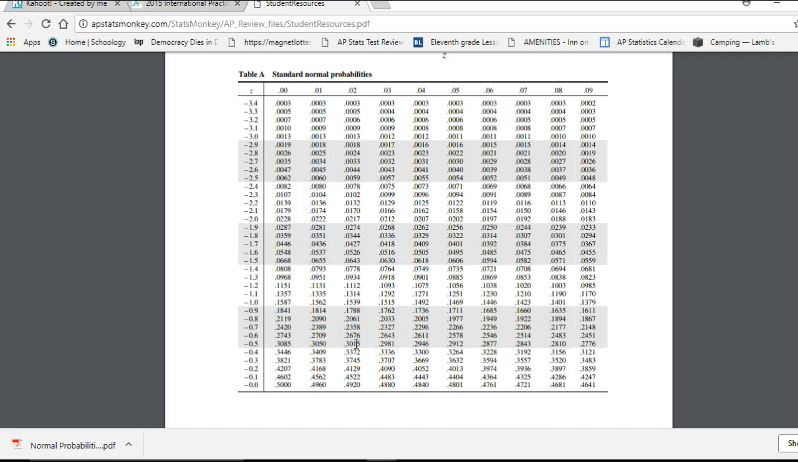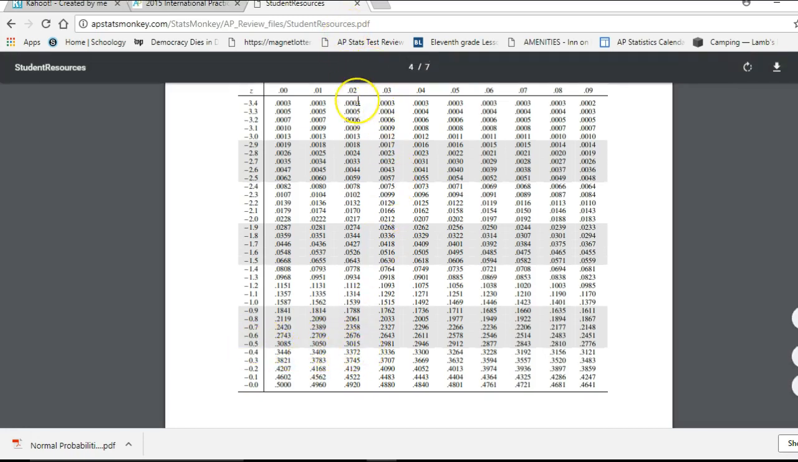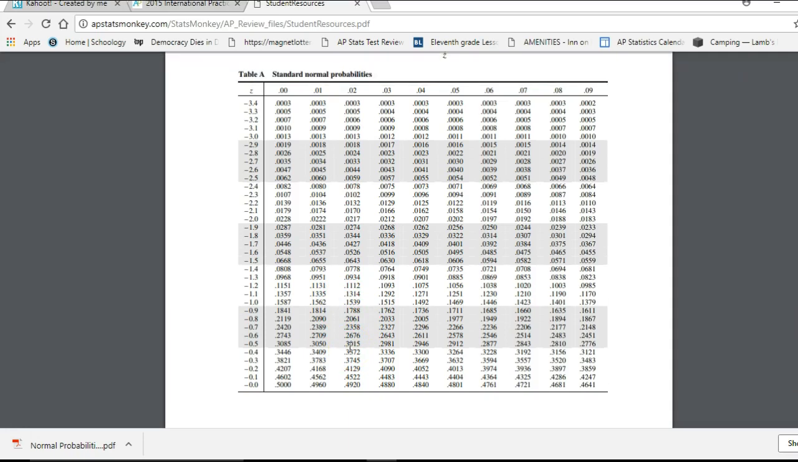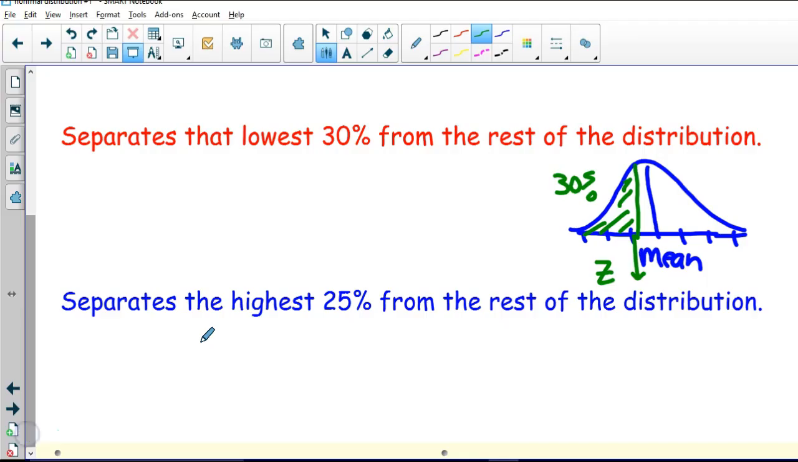Do you see that? Now what we do is we go backwards. We have to figure out what z-score goes with that 0.3015. And we go across and we get -0.5 and then we go up 2. Let me show you again in case you didn't understand. 0.3015 is right there. That's the closest to the 30th percentile. We go across and we get -0.5, -0.52. Okay, so we found that z is equal to -0.52.